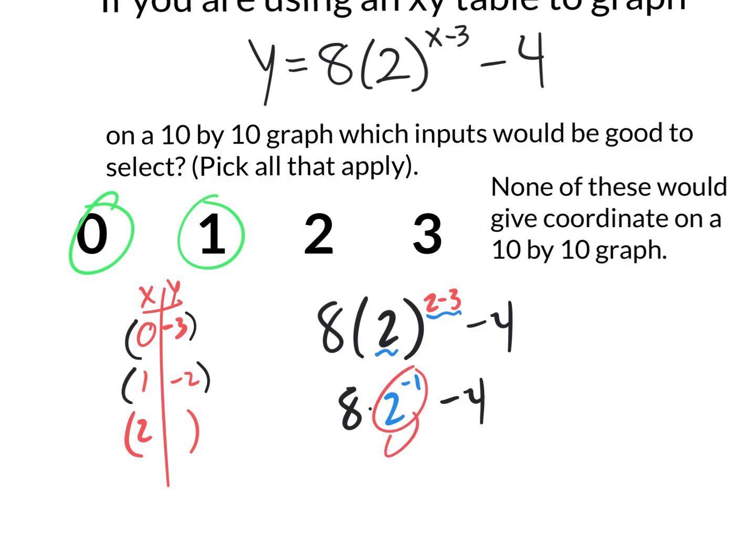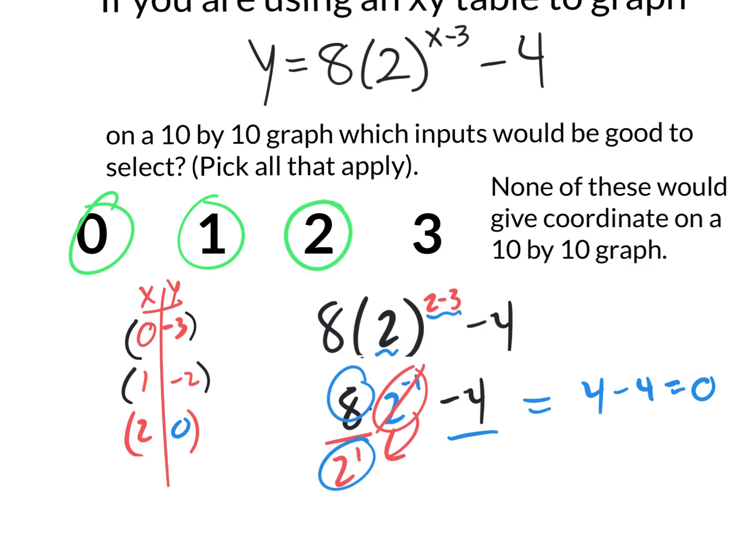So 2 to the minus 1 goes down. It becomes 2 to the positive 1. It's no longer up on top. So you really have 8 divided by 2, which is 4, and then take away 4. 4 take away 4, whoa. 4 take away 4 is 0. So when you plug in a 2, you get out a 0. And that also lands on a 10 by 10 graph, so you'd pick that one as well.